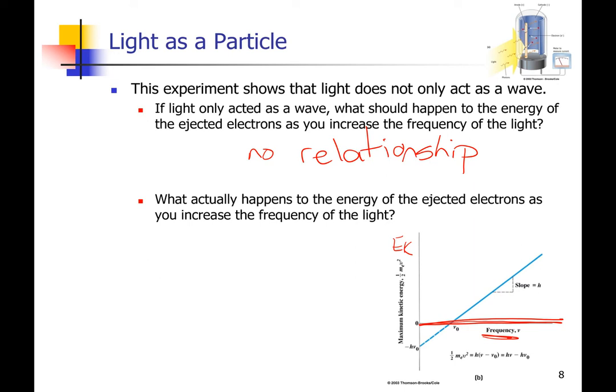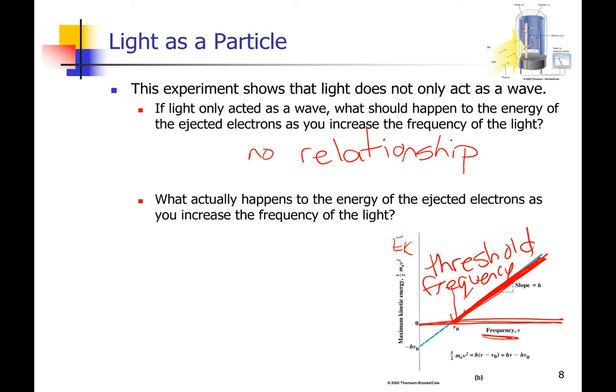But this graph here shows us that there is in fact a very clear relationship between the frequency of the light that was used and the energy of the electrons that were kicked out. This solid blue line here, that's your experimental data. And again, we can see that we have that threshold frequency, which was required for current to flow at all.